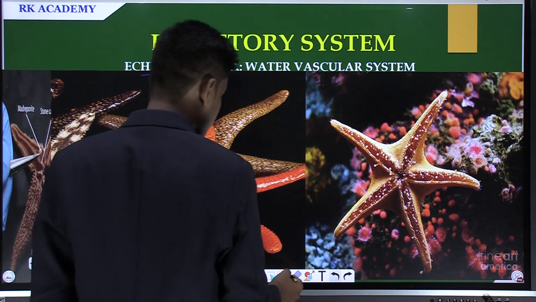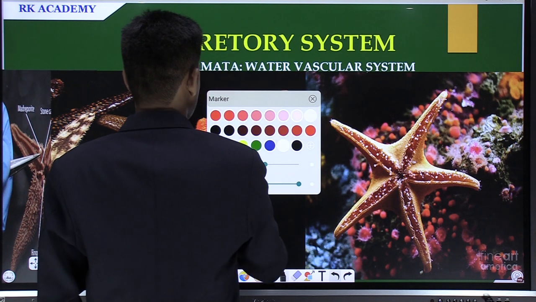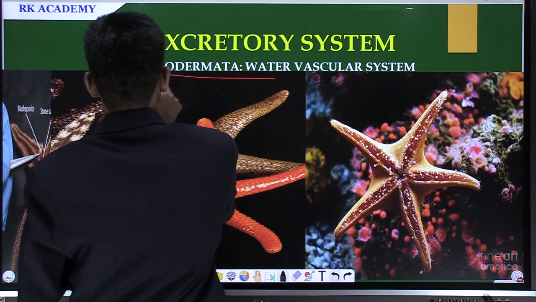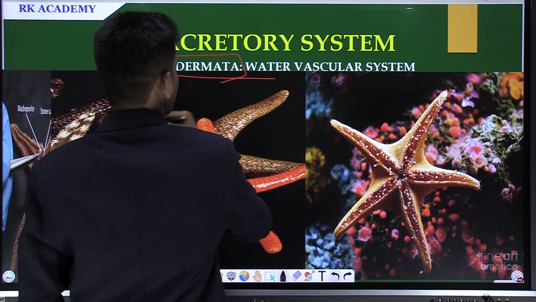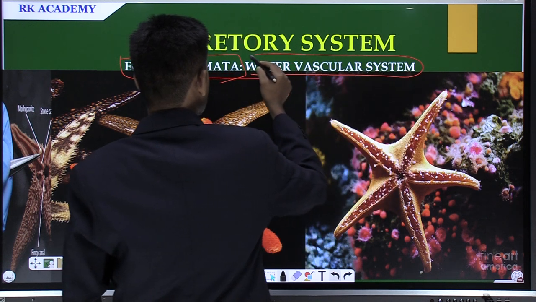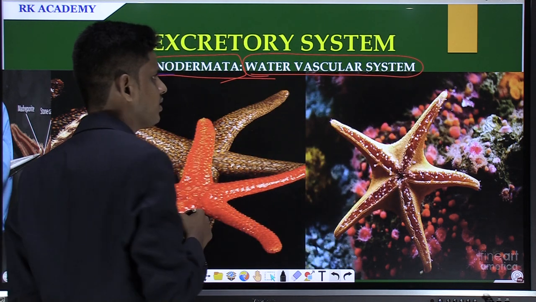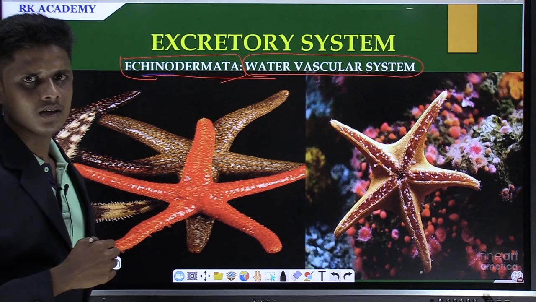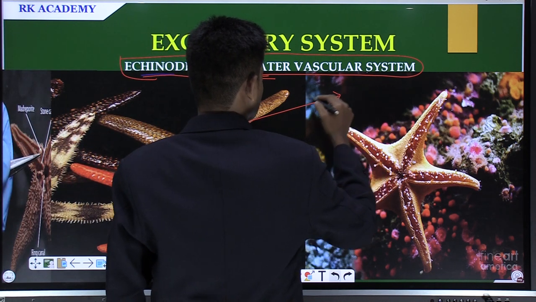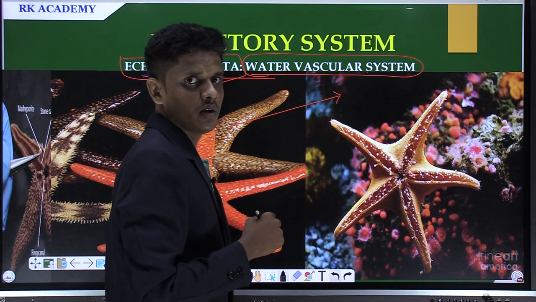In the echinodermata, the best example is the starfish. Starfish is the best example for the echinodermata. In the echinodermata, the water vascular system is a specific system which plays a significant role in the elimination of waste materials. In the starfish, the water vascular system plays an important role.